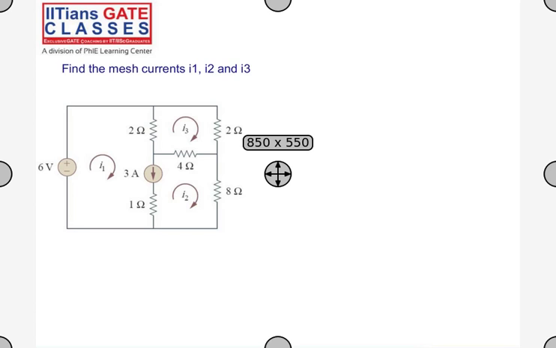Similarly, what is a super node? A super node is when there is a voltage source between two non-reference nodes, and if there are any parallel resistances with that source, you can neglect them. Similarly, if there is a current source in series with any resistance, you can neglect them and you have a super mesh here.